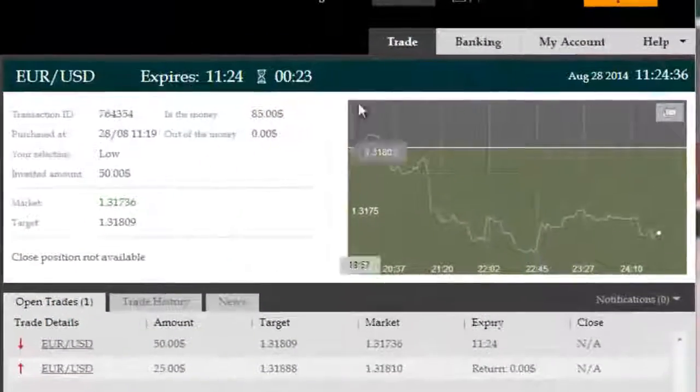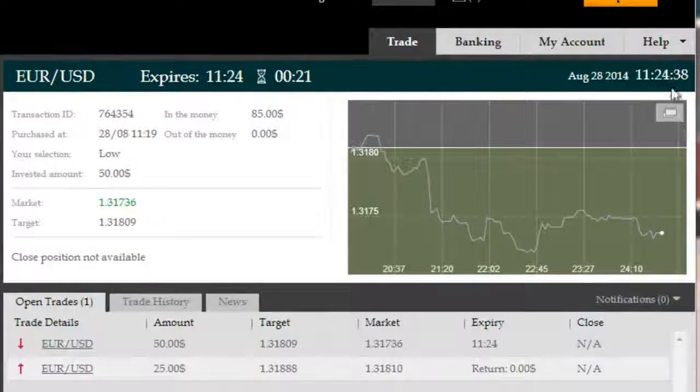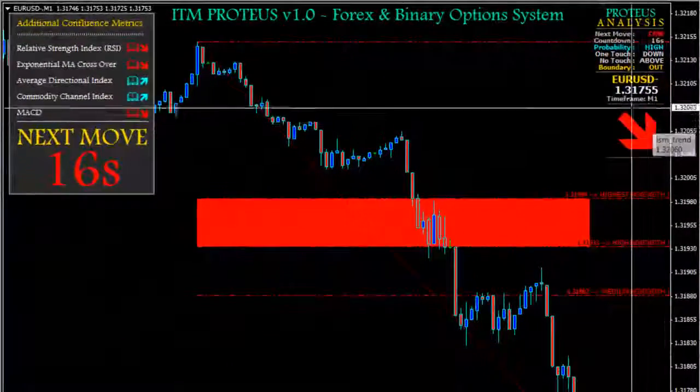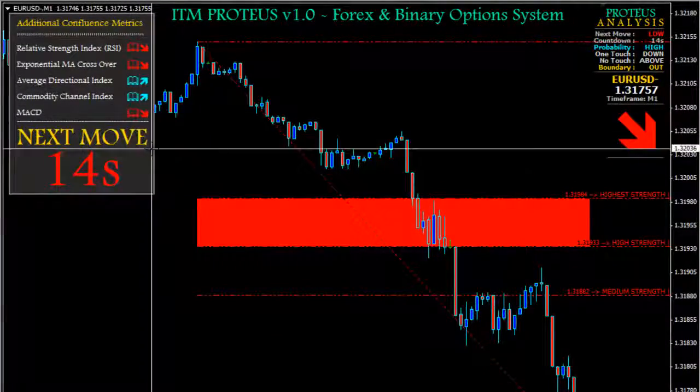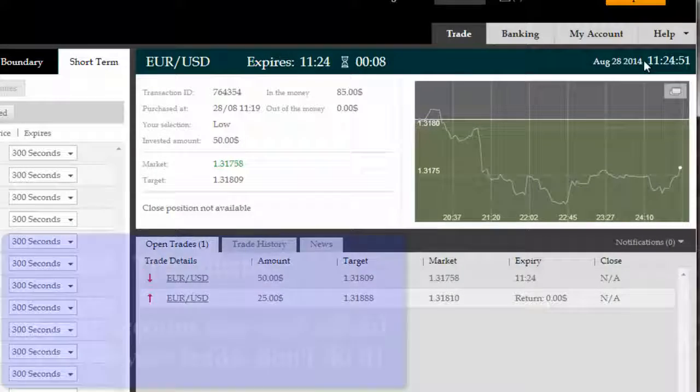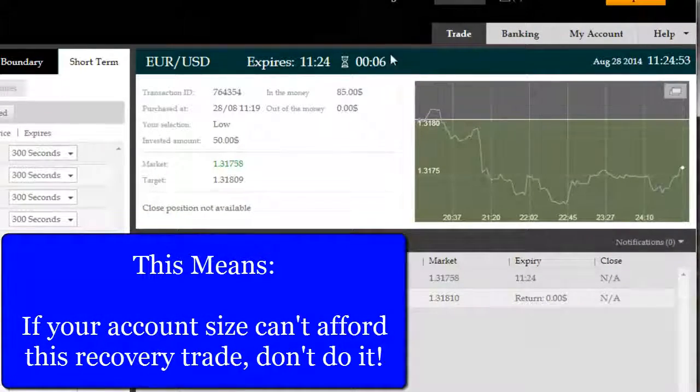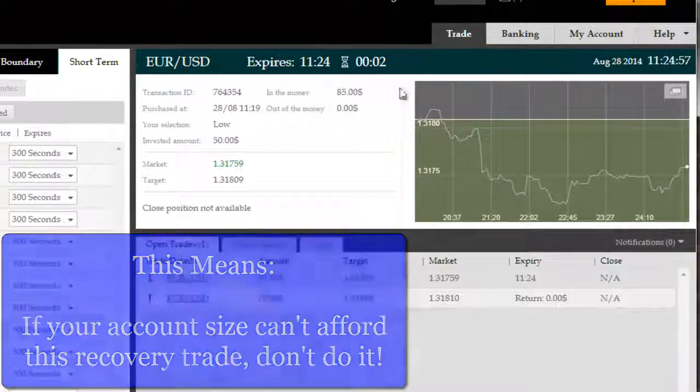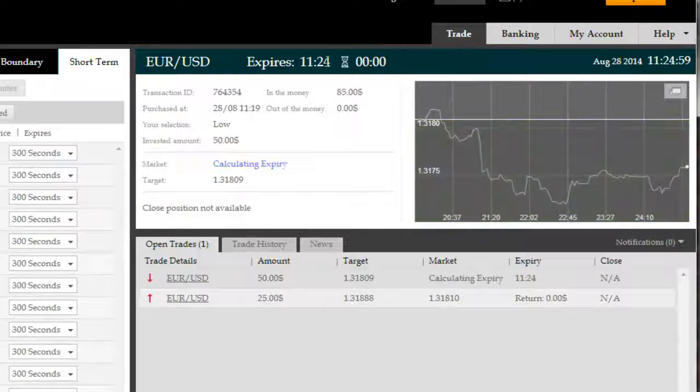All right, we're back again, roughly 22 seconds remaining now. The recovery trade has won. We are roughly 18 seconds away from expiry here, and the idea behind that in this advanced strategy is that you have one opportunity to go double your initial investment, making sure it is within your risk parameters. So 25 in this case became 50, and that allowed us to recoup the loss on the first trade.